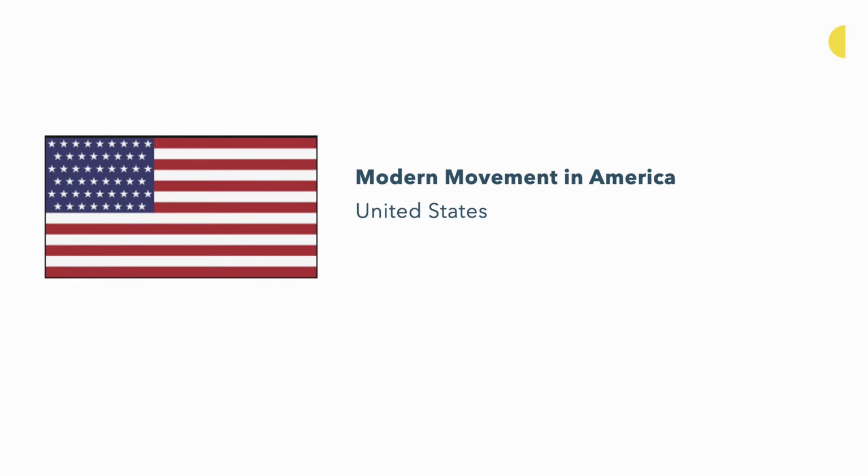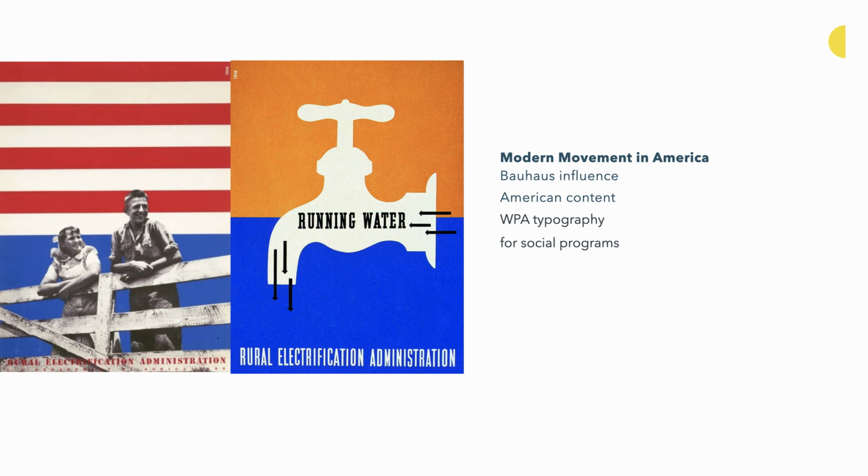The modern movement in America comes from the United States. We see that Bauhaus influence, but the content is decidedly American. We have WPA typography. What's that mean? Works Progress Administration. This is in the time of the Great Depression.